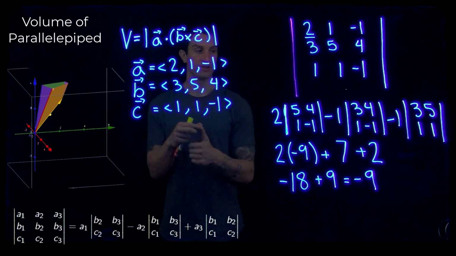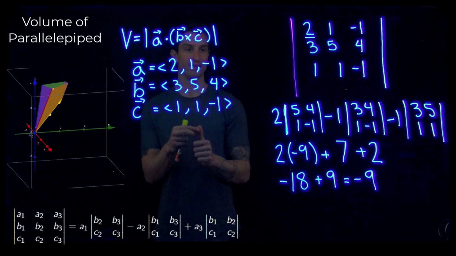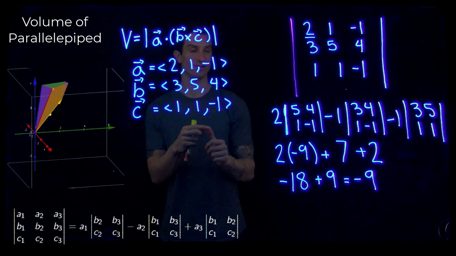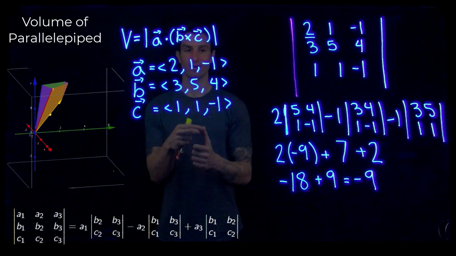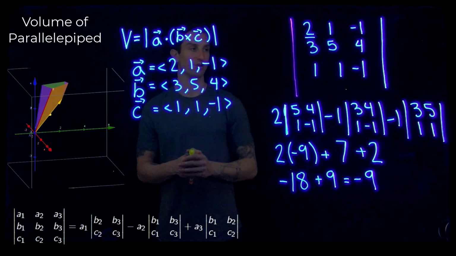So what have we gone through? We've gone through solving a cross product. What is a cross product? Well, it's a vector that is orthogonal to both the other 2 vectors. We used that knowledge to go ahead and find the area of a parallelogram, and then we took it up 1 dimension and found the volume of a parallelepiped.